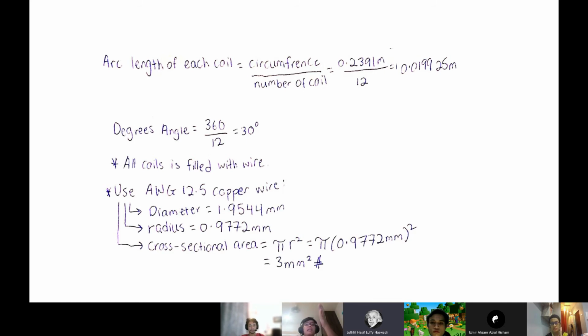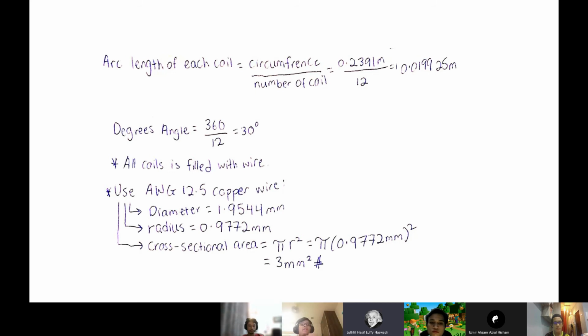The arc length for the stator of our coil will be the circumference over the number of coils. The circumference we calculated based on the radius of the stator earlier, and we got 0.2391 meter, over 12 coils, because we're using 4 north and 4 south, so we'll be using 12. Our arc length of each coil will be 0.019925 meter. From here, we can determine the angle, which is 360 degrees to make a full circle, divided by the coils, which is 12. So each angle of each coil will be 30 degrees.